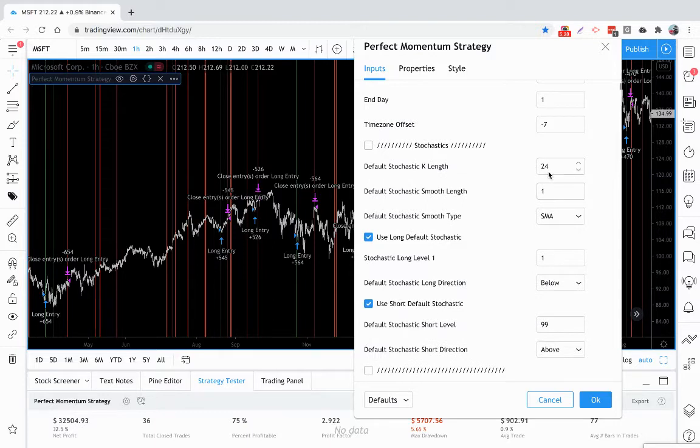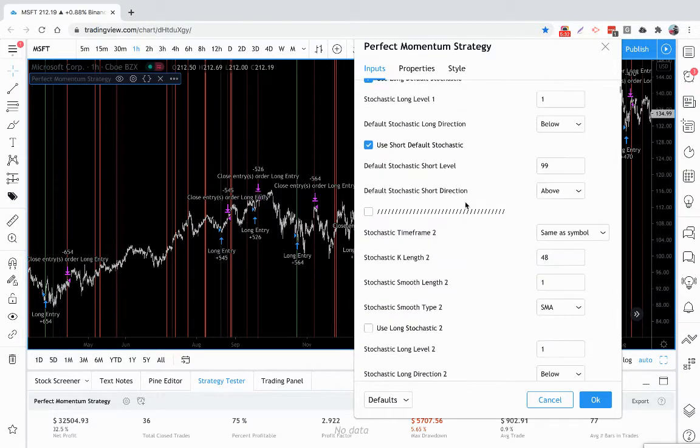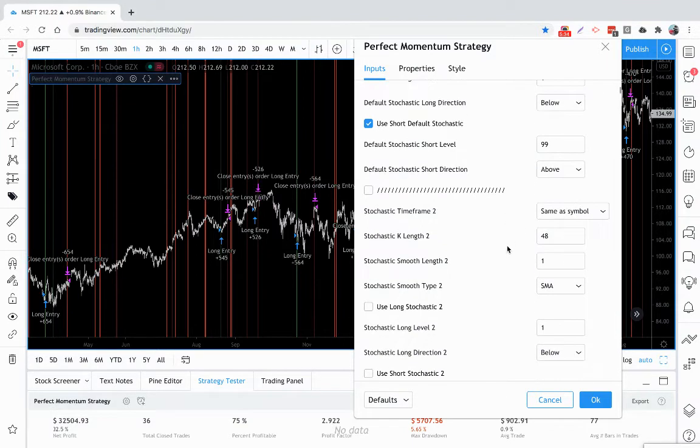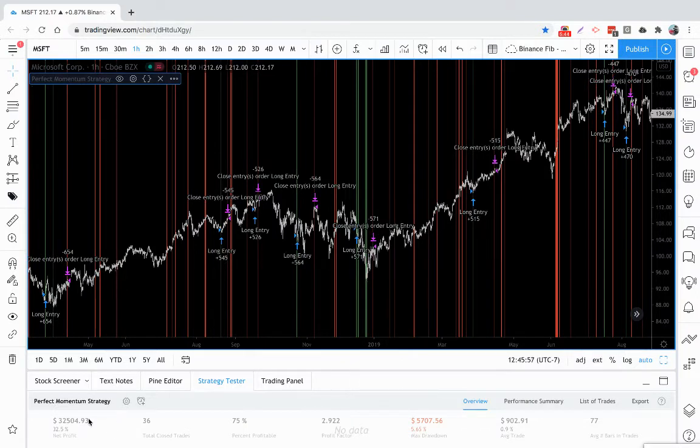So now if we have the initial one with a 24 period length on the stochastic, if we use a second stochastic that's also looking at the same 1 hour chart, but looking back double the time, we click on use stochastic 1. Now what we're looking for, and you'll see the strategy change down here, got a little more profitable. We took less trades, better profit factor.